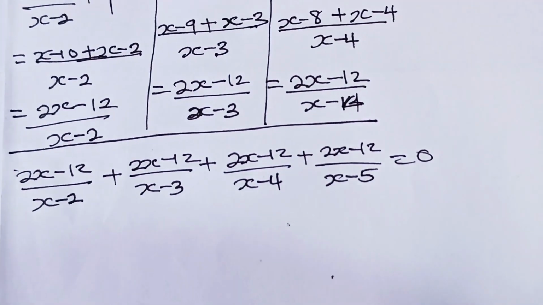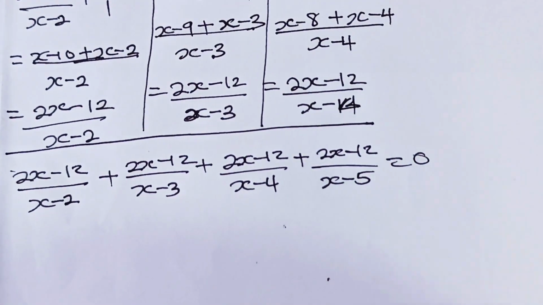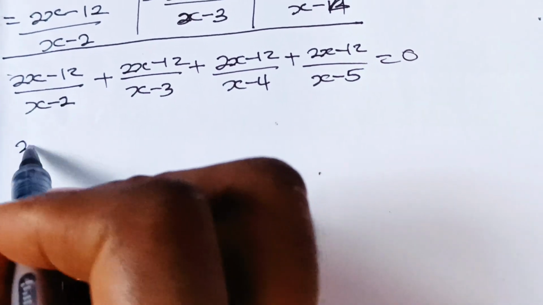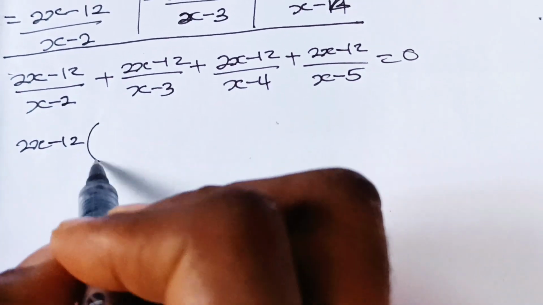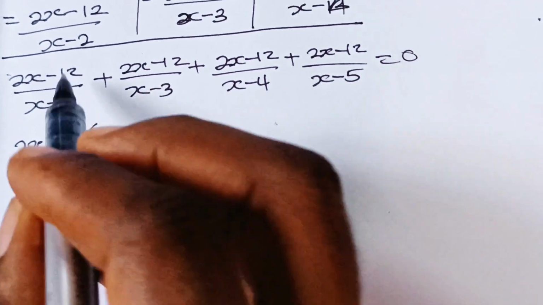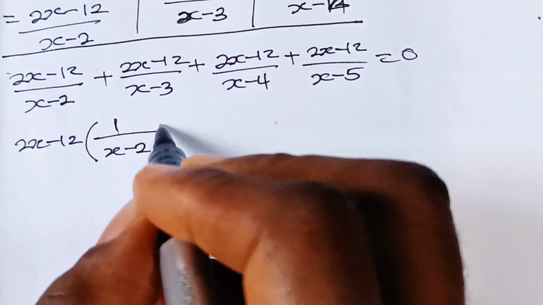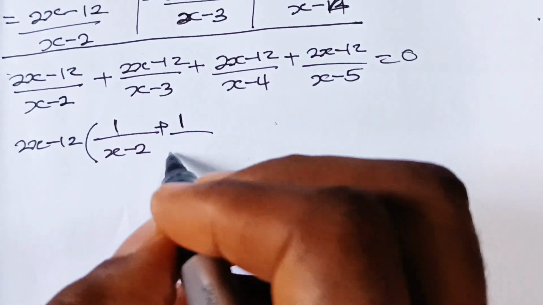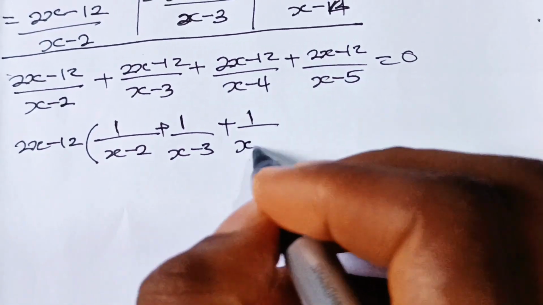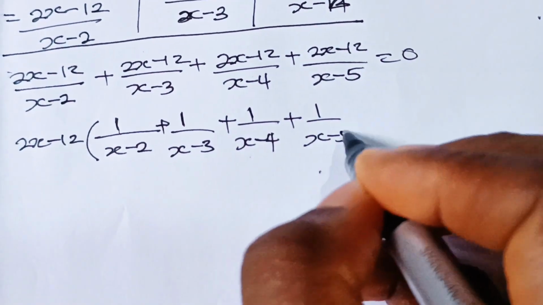All right, now since they have the same thing as the numerator, we can actually factorize that out. So let's go ahead and do that. So we have 2x minus 12 in brackets. Now when this is divided by this, 1 will remain as the numerator, so it's going to be 1 over x minus 2, plus the same thing here, 1 over x minus 3, plus 1 over x minus 4, plus 1 over x minus 5.